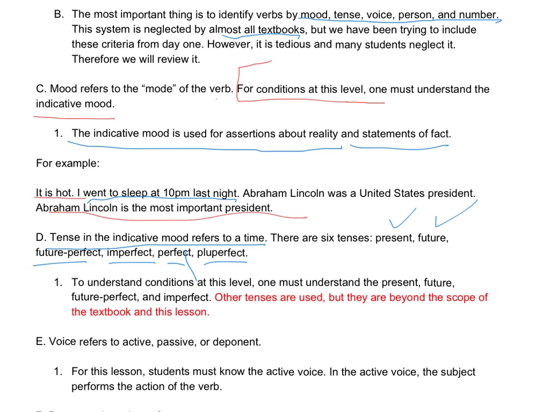So far you've learned all of those tenses, but this is a good time to review them, especially before your exam. To understand conditions at this elementary level, you have to understand the present tense, the future perfect, and the imperfect. Other tenses are indeed used, but they're beyond the scope of this textbook and this lesson. As long as you know the indicative present, the indicative future perfect, and the indicative imperfect, you know the mood and the tenses that are necessary to successfully translate conditions properly.